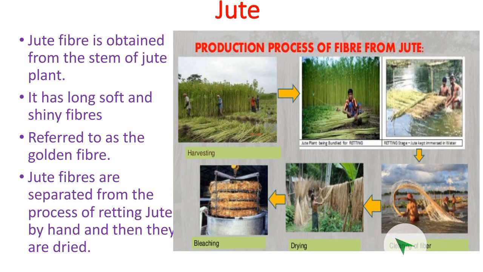Next, we are going to learn about jute. Jute is obtained from the stem of the jute plant. It has long, soft and shiny fibers. In this picture, you can see how it is harvested. And here it is bundled for the retting process. So here in the retting process, the bundles are kept immersed in the water. Then the fiber is cleaned and it is dried and then it is bleached.